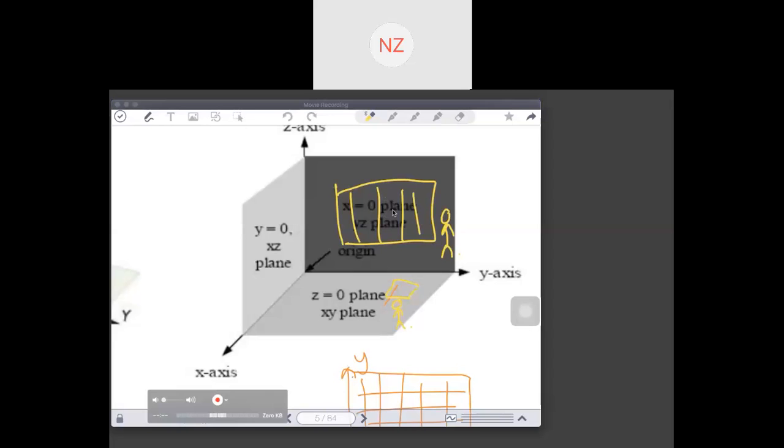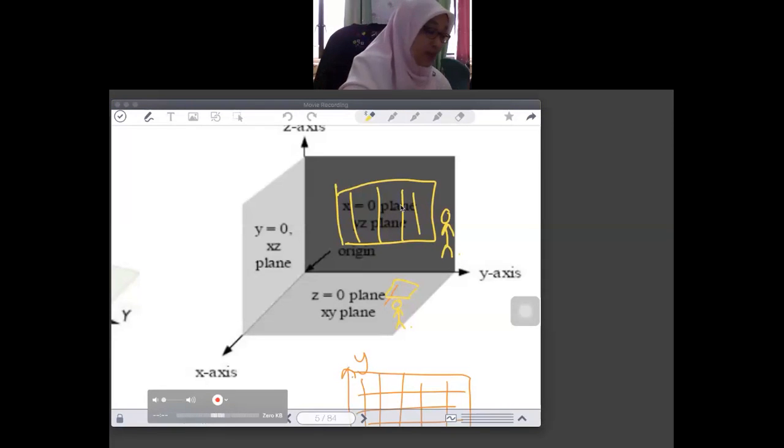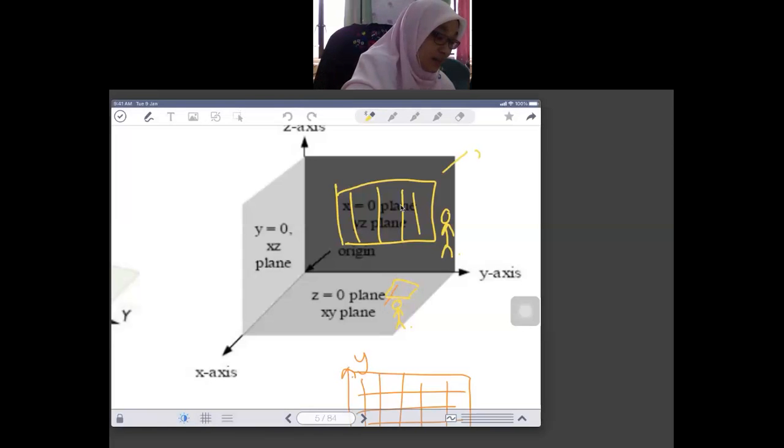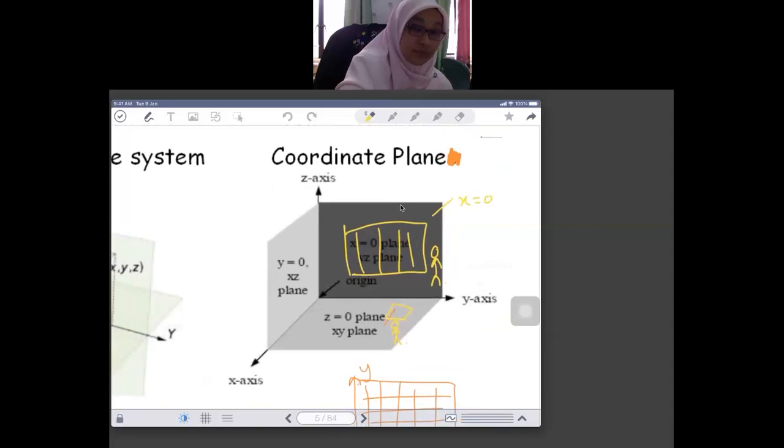So what is the name of this particular plane? Yes, yz plane, because there is no x, because x is 0, right? So this one we can call the x equal to 0 plane, or you can say the zy plane. So this is another coordinate plane.